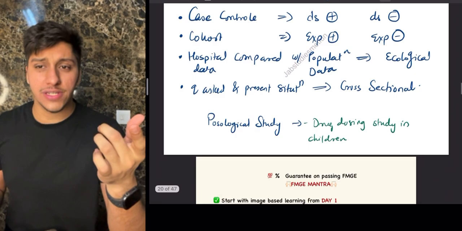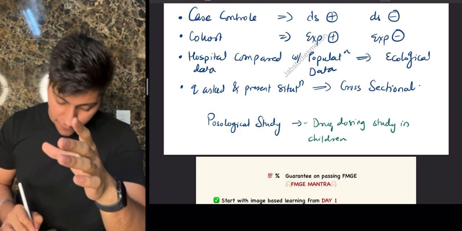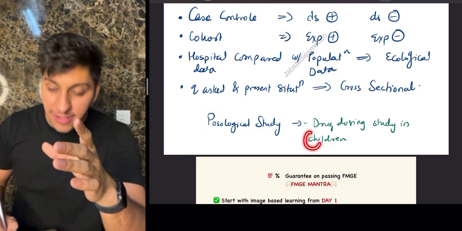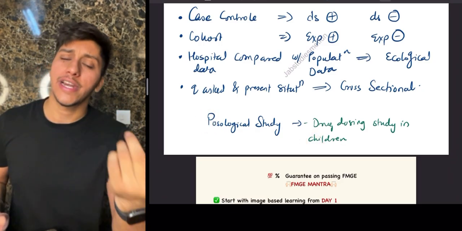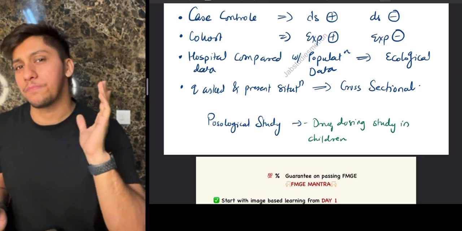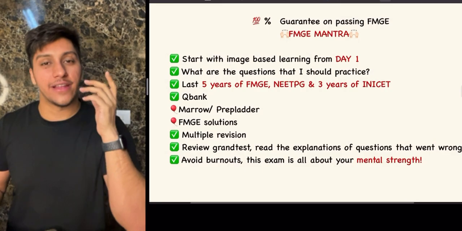Finally, another study is known as posological study. P for posological, P for pediatrics. So whenever you study drug dosing related to pediatrics, that is known as a posological study. This was one PYQ, so that's why I added it. So finally, make sure you always read this and then you start your day.